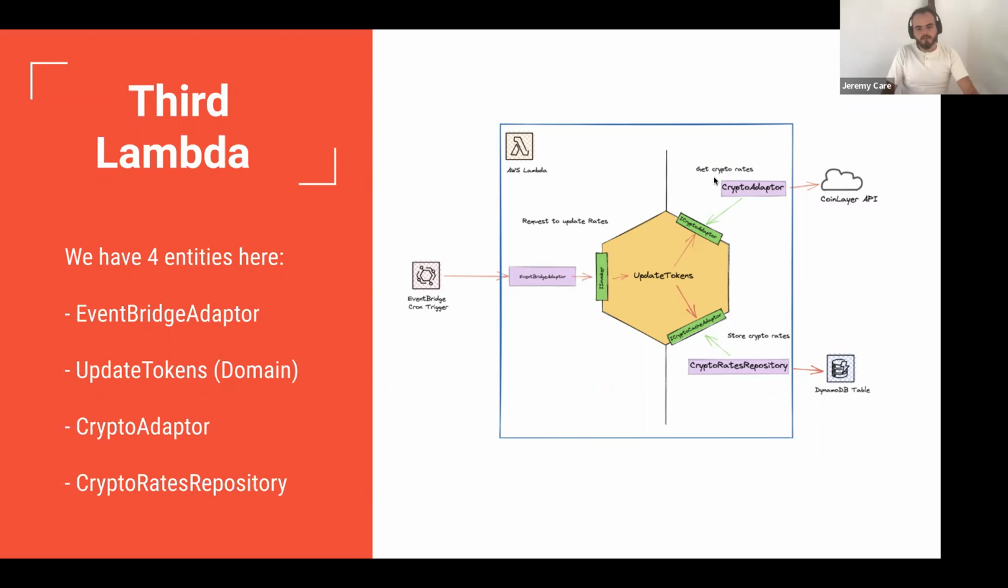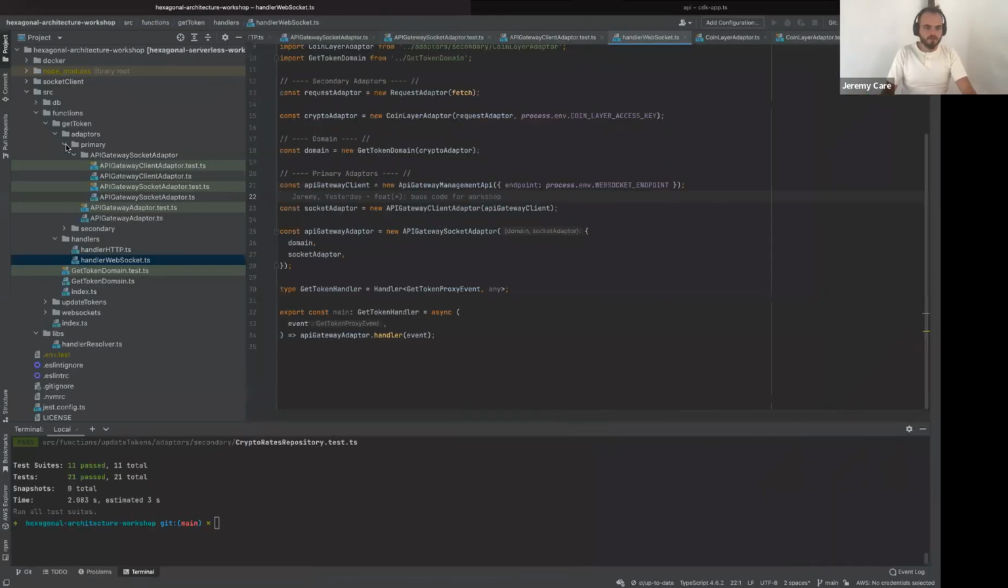We need to get the data from the Coin Layer API. So we get the tokens, and now we need to store the tokens in a database. And here we decided to use DynamoDB. So we have 4 entities now: the EventBridge adapter, the primary adapter, the domain, the secondary adapters, a crypto adapter to get the token rates, and a crypto rates repository to store the rates in the database. And we can take a look at how it looks.